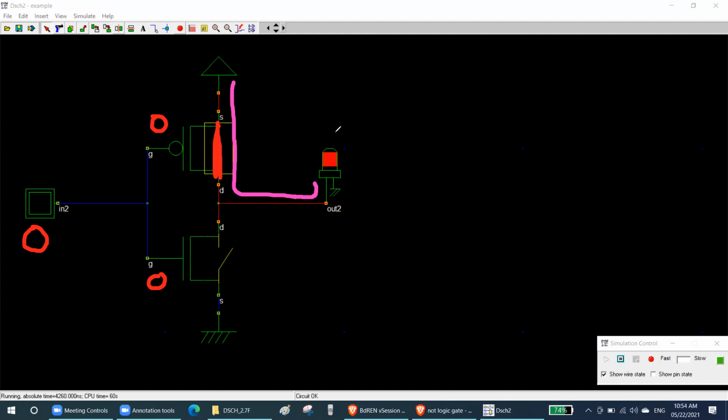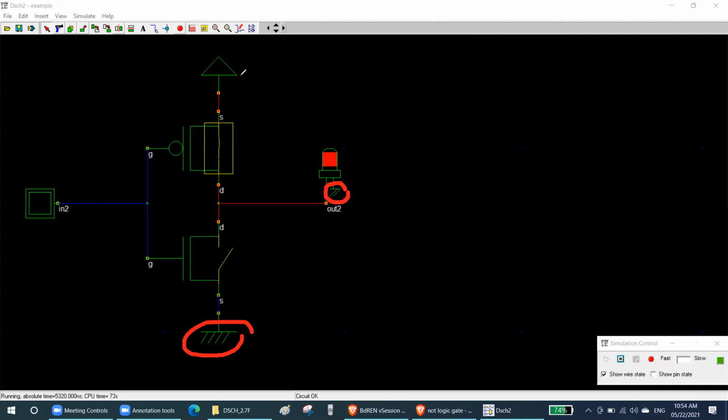Through LED, and then it is going to the ground. Because this circuit has 2 ground. Can anyone see this? This circuit has 2 ground. One ground is here, another here, right? So 5 volt, if a current comes, it will always go to the ground, because current always comes from the voltage and goes to the ground, right?